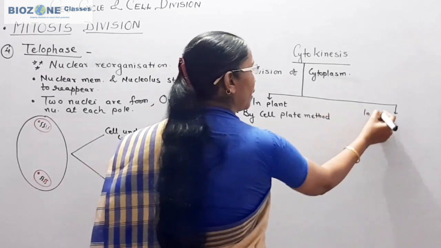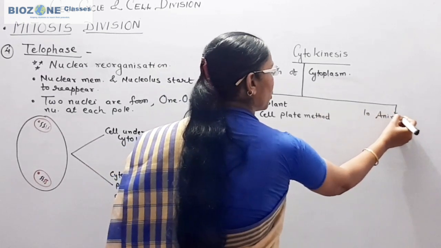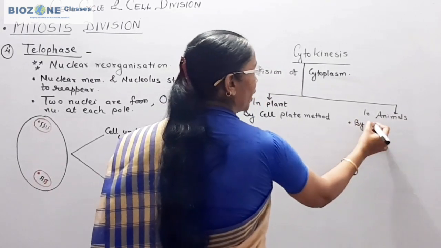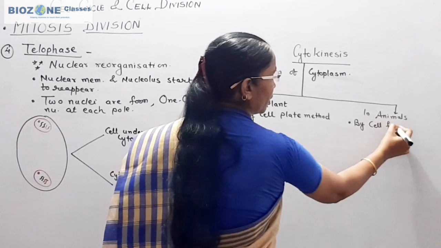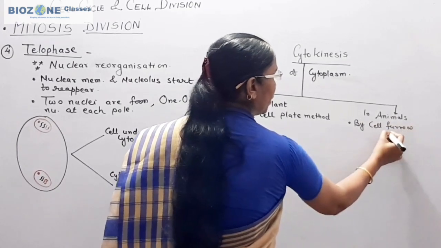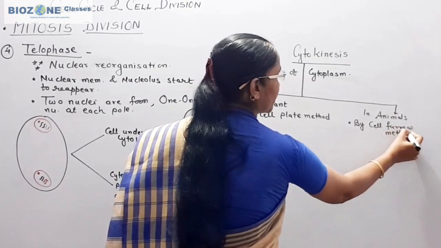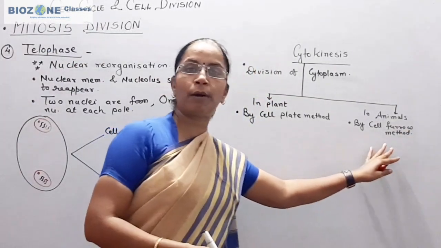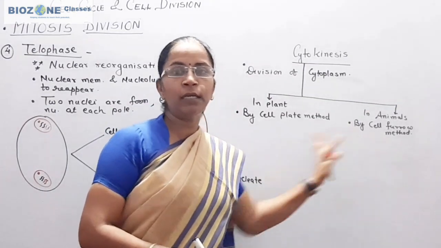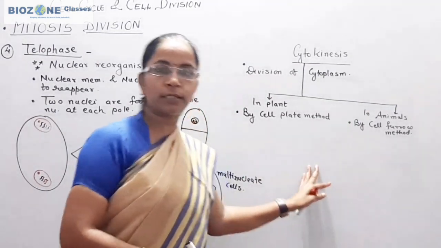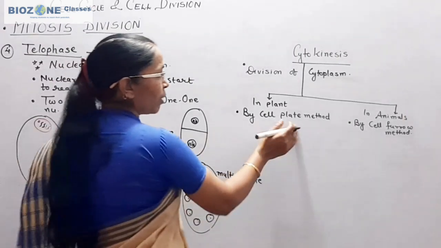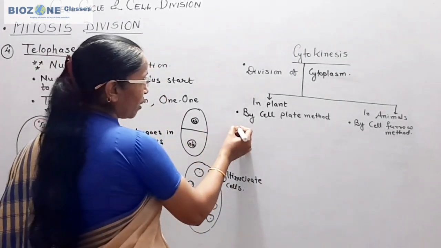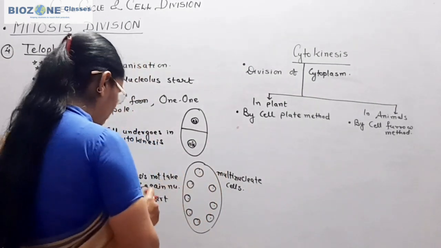And in animals, you remember, it takes place by the cell furrow method. The major difference is that in animals the cell wall is completely absent. So the students who have the basic idea about the difference between plant and animal can easily understand this difference. Now when we study the cell plate method in plants, how does the cell plate formation take place?